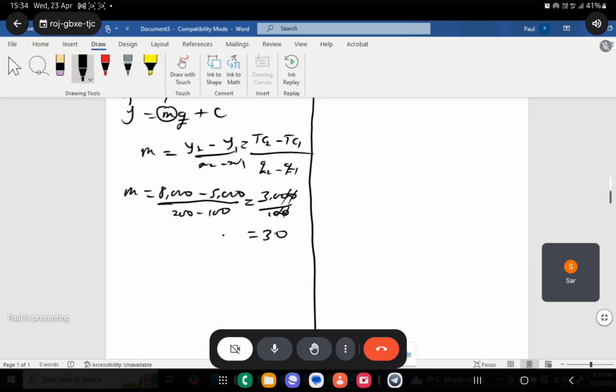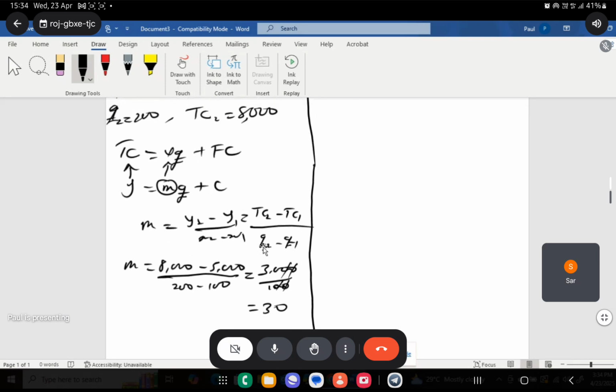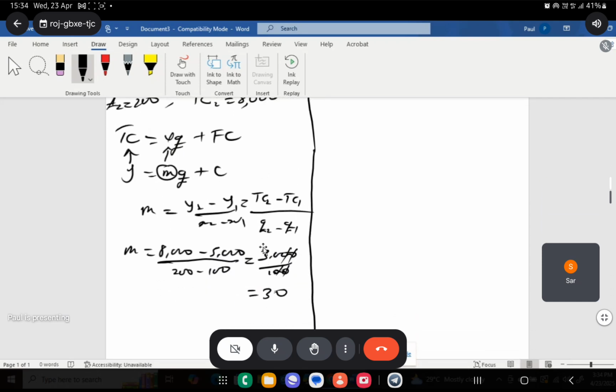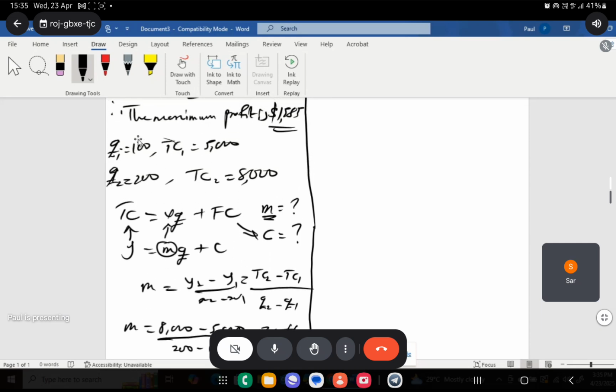Please, are you here? Good. Then since we have 30, I told you that when you are using this approach, there are two things you are looking for: your M and your fixed cost. So now that you know your M, you need your fixed cost. You can put either of the activity levels, this one or that one, into the equation to find the fixed cost.